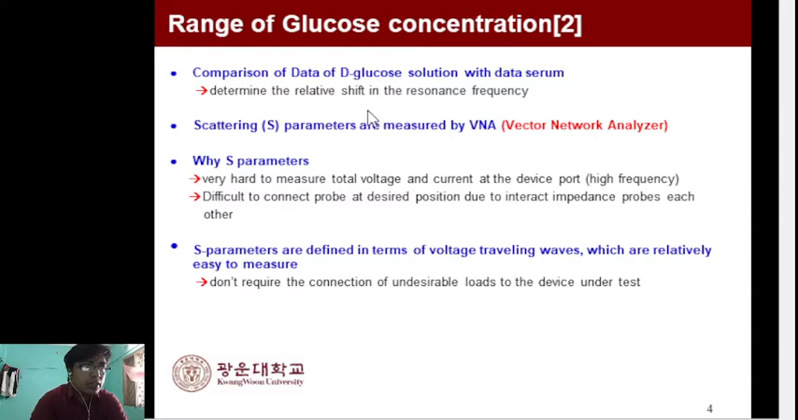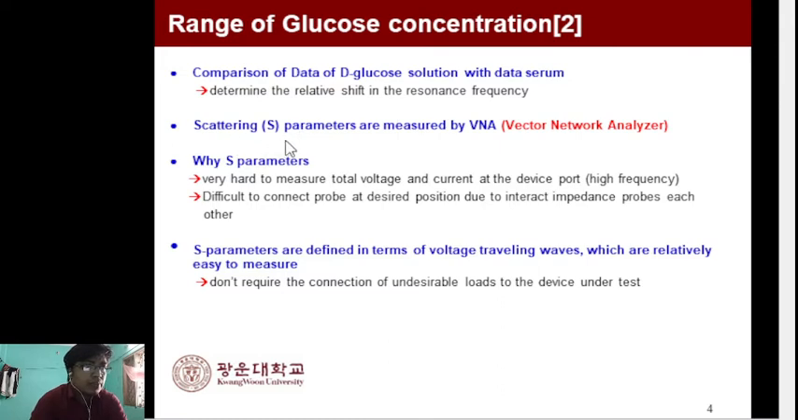Actually, after the centrifugation, we determine the data from the D-glucose and also the data from the serum. We compare them and try to relate them to the relative shifting of the resonance frequency, and depending on this we take a decision on the sensing of this glucose sensor.